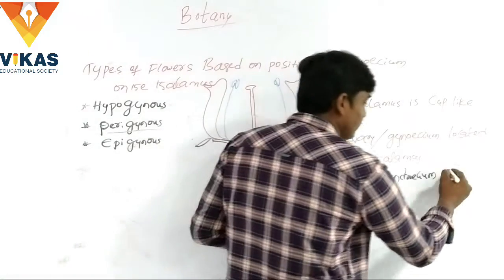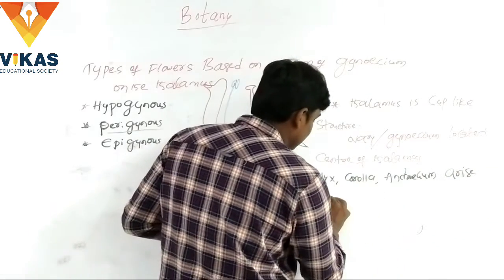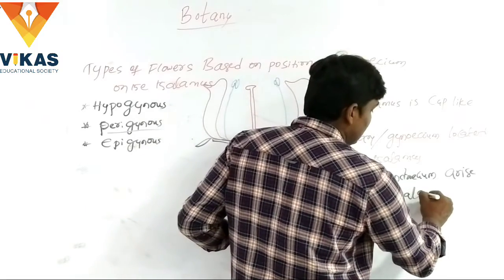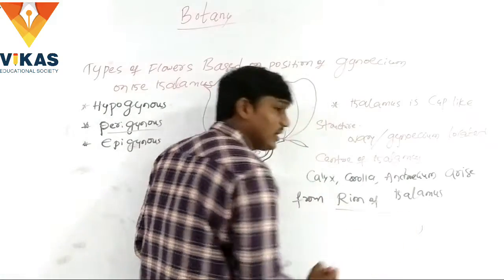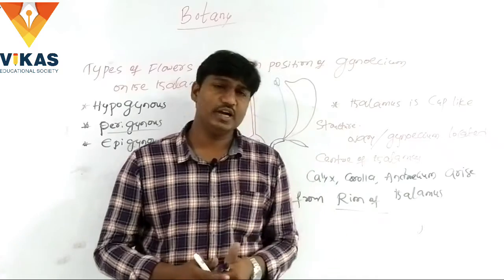It is the most important: the rim of the thalamus, or edge of the thalamus.